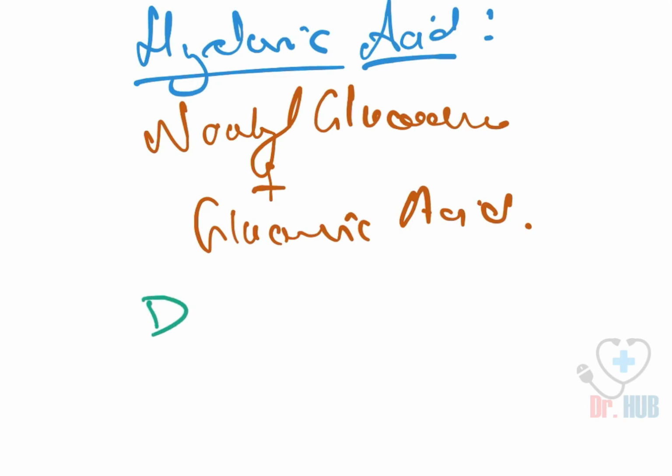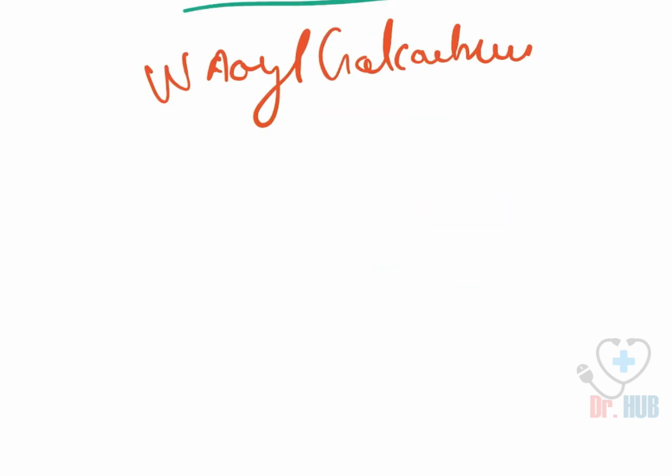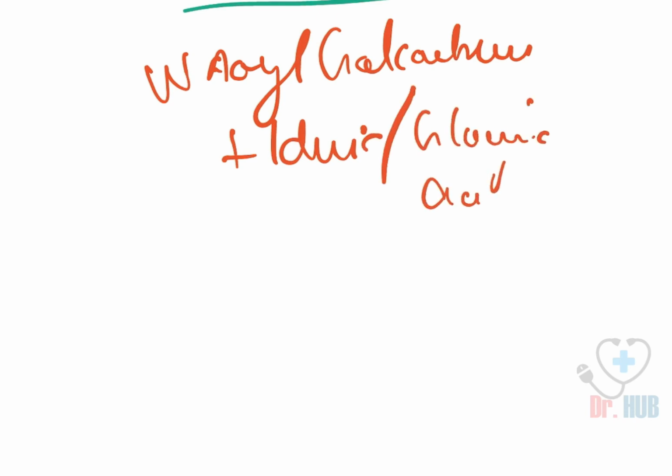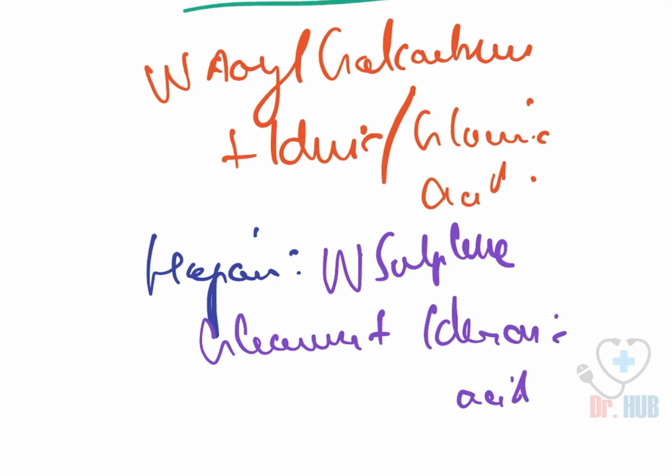Then we asked in case of the dermatan sulfate, what is the disaccharide repeat unit? So in case of the dermatan sulfate, it is nothing but the N-acetylgalactosamine along with the iduronic acid, that is, the glucuronic acid. Next we look at the heparin. In case of heparin, the disaccharide unit repeats are of the N-sulfated glucosamine along with the iduronic acid.